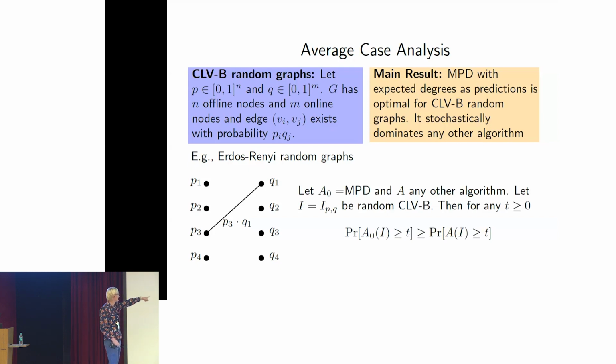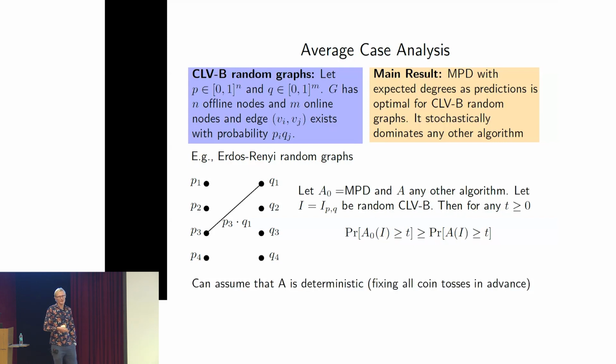If A0 is MPD and A is any other algorithm, then if we draw a random CLVB instance, for any t, the probability that A0, which is MPD, outputs a value larger than t is larger than the probability that A outputs a value larger than t. And I'm going to sketch you a proof of this result. It has a very neat proof, I think.